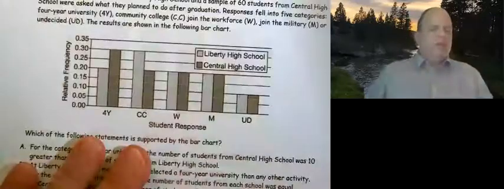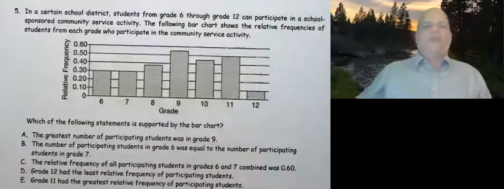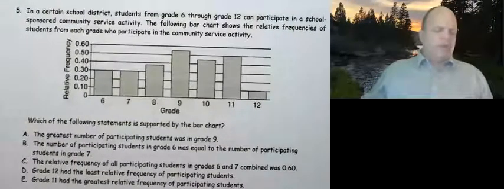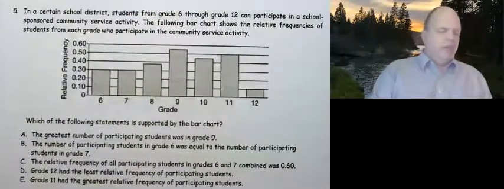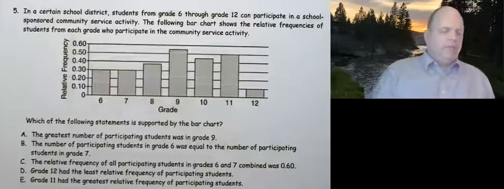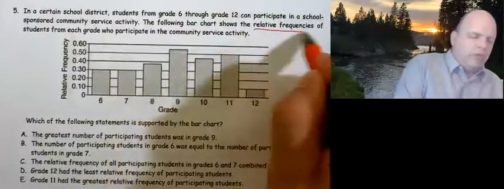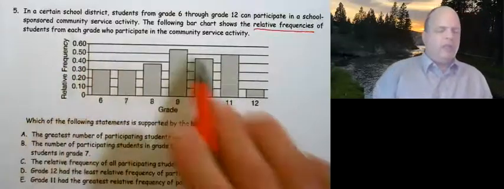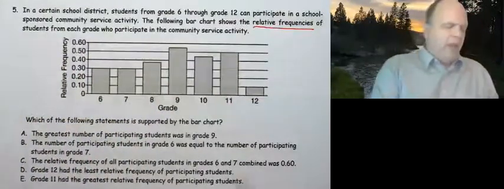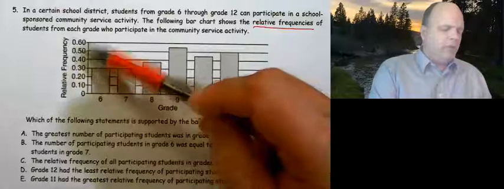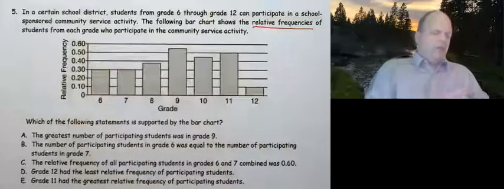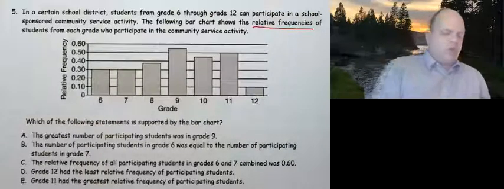All right, moving on to some of the graphs. In a certain school district, students from grades 6 through 12 can participate in a school-sponsored community service activity. The following bar chart shows the relative frequencies, and this is the key word, relative frequencies of the students from each grade who participate in the community service activity. So what we have over here is percentages. So 10%, 20%, 30%, 40%, 50%, and 60%. So which of the following statements is supported by the bar chart?